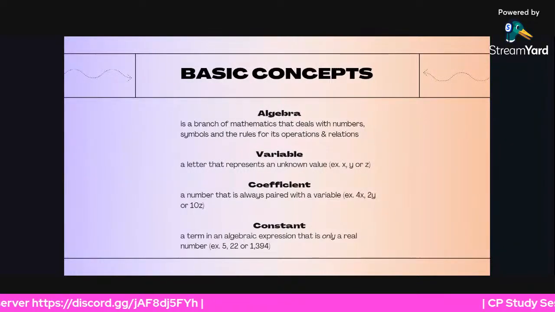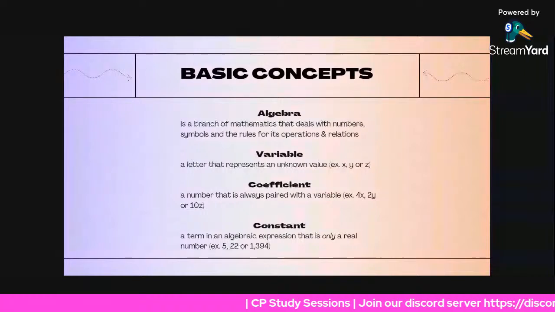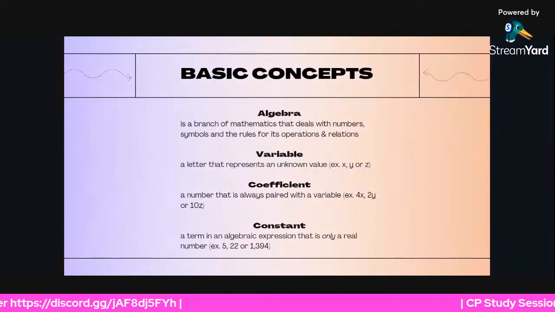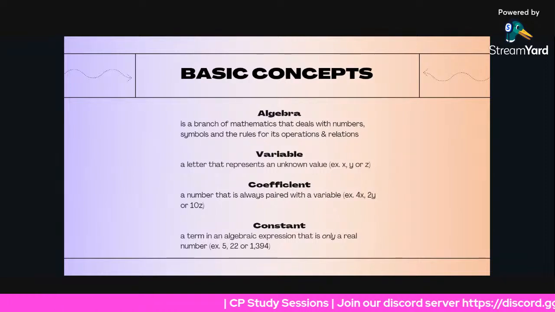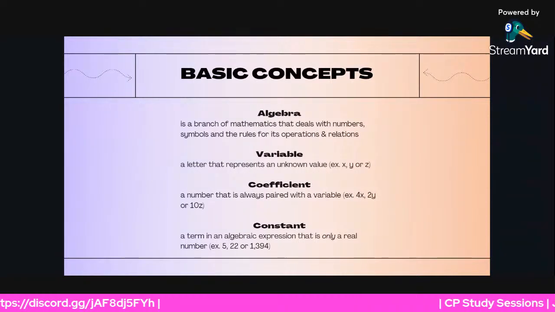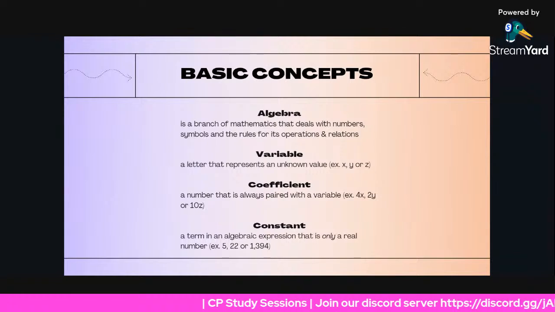Coefficient, a number that is always paired with a variable. Example, 4x, 2y, or 10z. Constant, a term in an algebraic expression that is only a real number. Example, 5, 22, or 1,394. So, yung pinagkaiba ng coefficient and ng constant is yung coefficient may kasama siyang variable. Lagi siyang nakapair sa one or more than one letter. Samantalang yung constant, real number lang siya. So, makikita mo lang siya as is. Number lang siya.